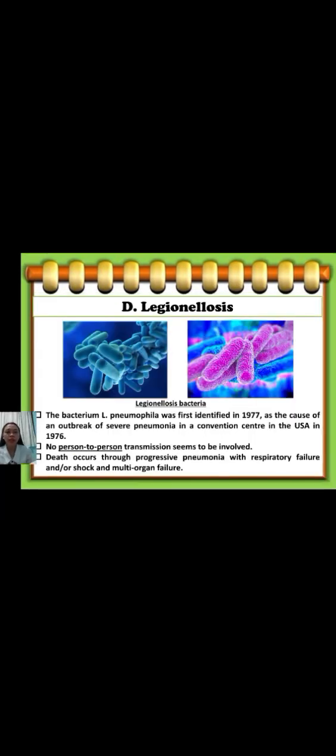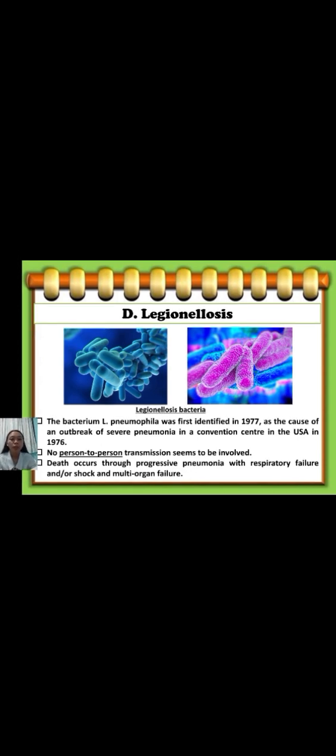Now let's proceed to letter D. Legionellosis. It is caused by a bacterium. Legionella pneumophila was first identified in 1977 as the cause of an outbreak of pneumonia at a convention center in the USA in 1976. As you can see in the picture, this is the picture of the bacteria. No person-to-person transmission seems to be involved. Death occurred through progressive pneumonia with respiratory failure and or shock and multi-organ failure.